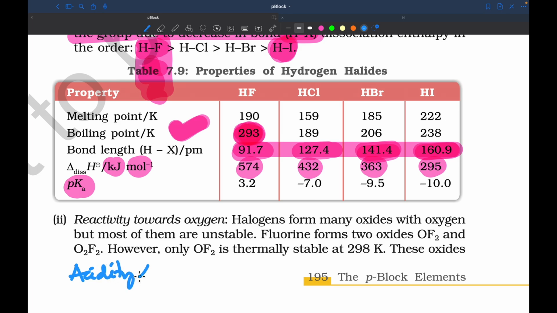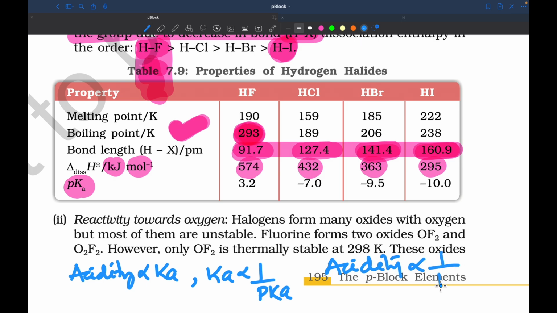Acidity is directly proportional to Ka, and Ka and pKa are inversely proportional. These two are inversely proportional. So instead of Ka, you can say acidity: acidity is inversely proportional to pKa. Greater the pKa, less is the acidic character. Lesser the pKa, higher is the acidic character. Therefore the lowest pKa is found in HI.